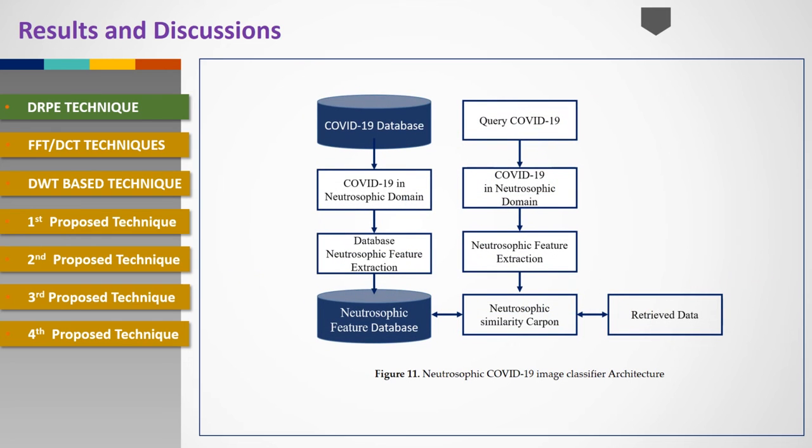This is the Neutrosophic COVID-19 image classifier architecture: COVID-19 database, COVID-19 Neutrosophic domain into the database, Neutrosophic feature extraction to the Neutrosophic features database. This is the Neutrosophic COVID-19 architecture. Thank you for your kind attention. I hope you have liked the topic today.